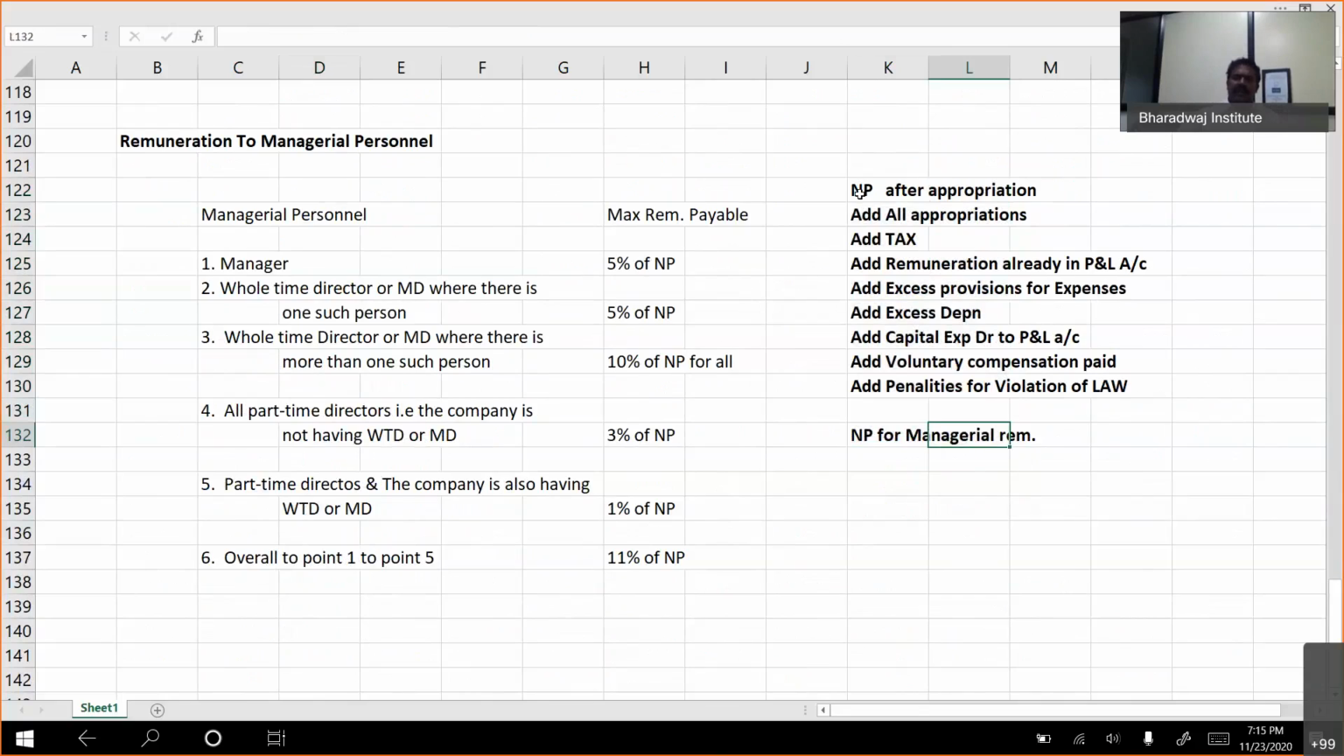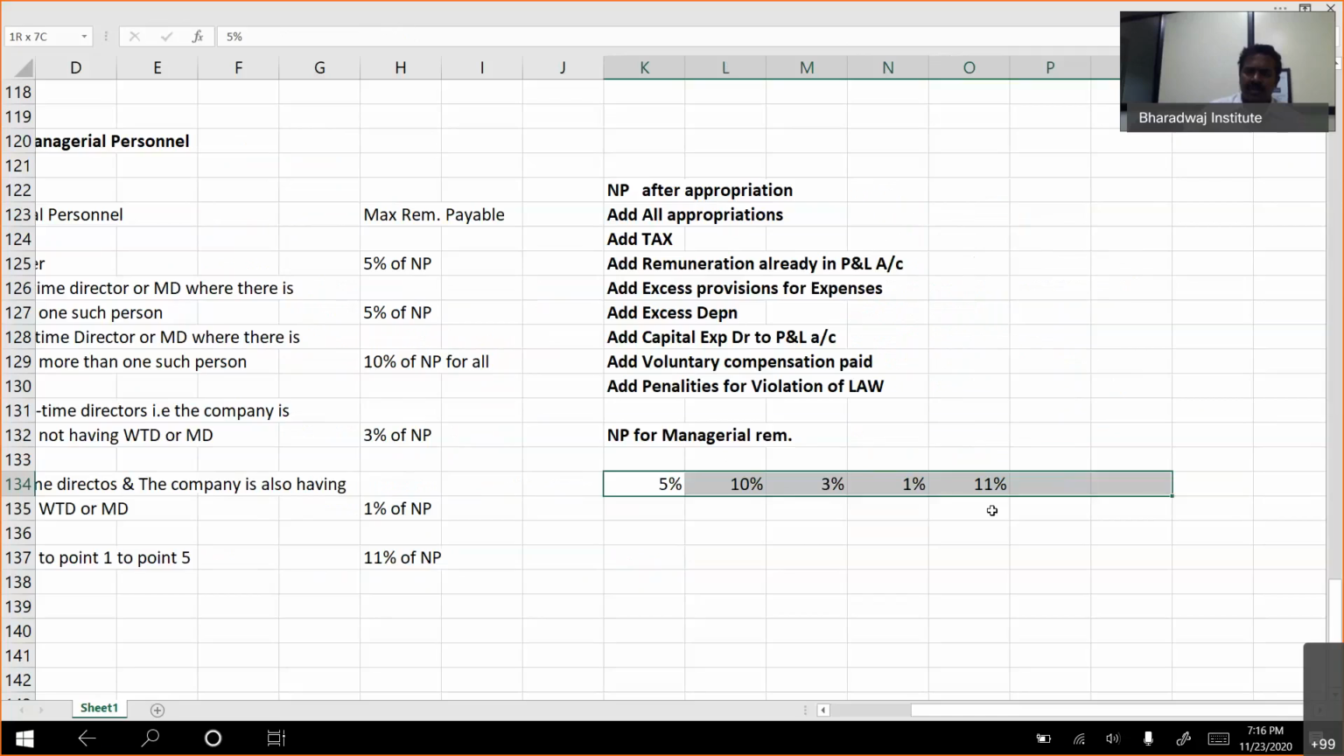So once again, take the final net profit, add back all the appropriations if there is any, add back taxes, add back any remuneration already charged in P&L account, add back any excess provisions made for expenses, add back any excess depreciation or capital expenditure debited to P&L account, any voluntary compensation paid, penalties for violation of law. This will give us net profit for managerial remuneration. On this, depending upon the situation, you will apply 5% or 10% or 3% or 1%, and overall maximum cannot exceed 11%. Depending upon the situation, you can try this.